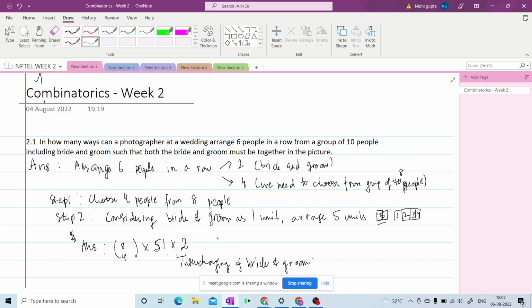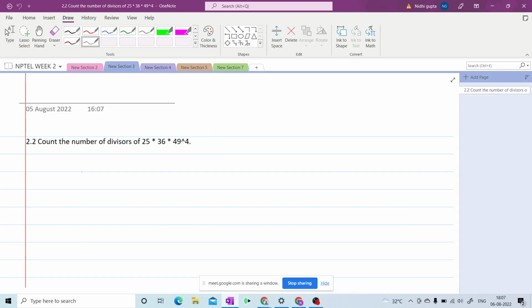Okay, so now the next question is: we have to count the number of divisors of the number 25 into 36 into 49 raised to the power 4. First of all, we'll write this number as a prime factorization. So it is basically 5 square into 6 square into 7 raised to the power 4. But 6 is not a prime number, so we can break it down further. It is 5 square into 3 square into 2 square into 7 raised to the power 4.